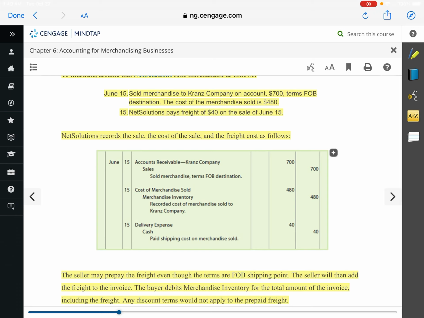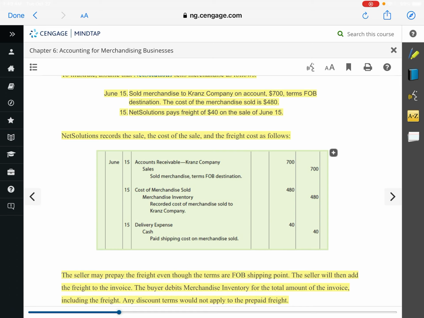Now, as the seller, we also have to account for the reduction in merchandise inventory and the cost that were associated with that sale. So our second journal entry would be a debit to cost of merchandise sold and a credit to merchandise inventory. All right, so that's the way these two entries will always stay the same. The only thing that will change will be the dollar value. Okay, now they gave us what the cost of merchandise sold is, and it's $480. So we debit cost of merchandise sold for $480, and we credit merchandise inventory for $480.